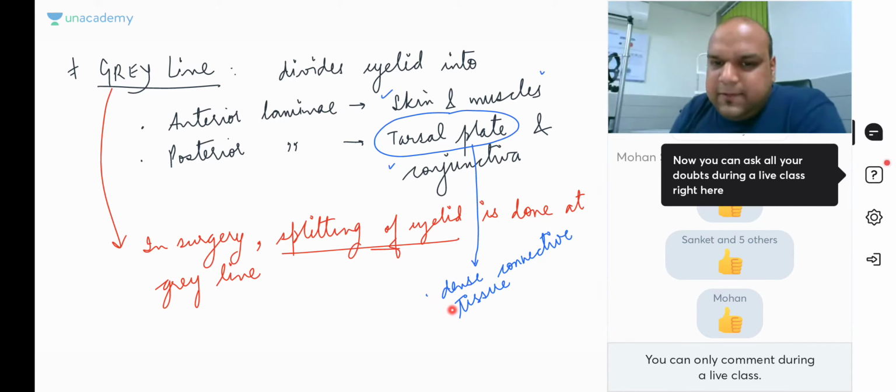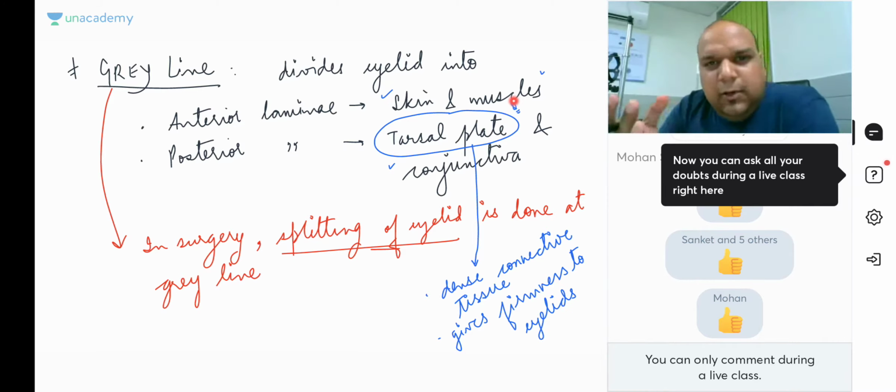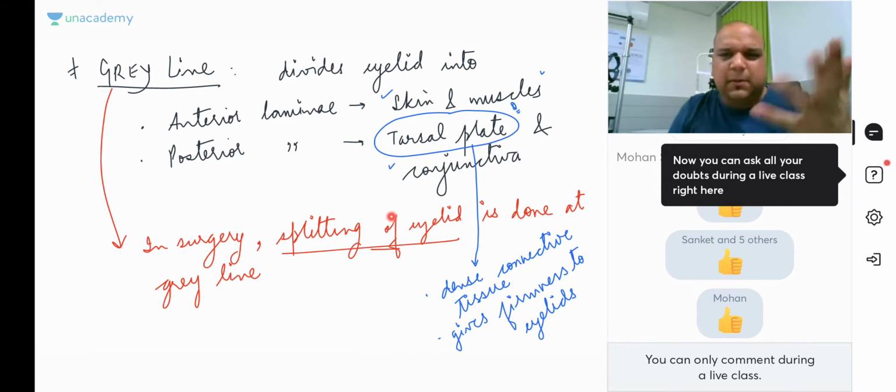It gives firmness to the eyelids. The eyelid is firm, it is not completely soft. A question on the tarsal plate was asked in PGI Chandigarh, I think in 2018 or 19. It was a very simple question with just certain points to remember: it is a posterior part, it is connective tissue, not fibrous tissue, and it gives firmness to the eyelids. Now I will bring up a cut section of the eyelid and explain these simple points through it.